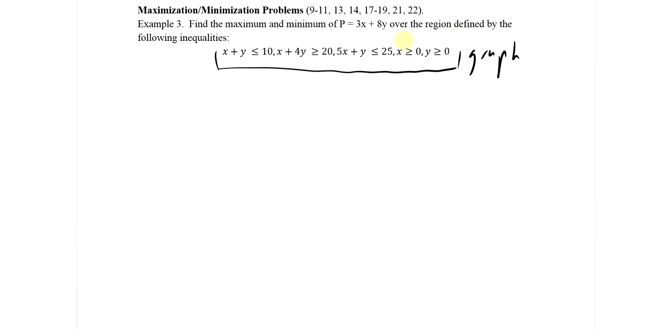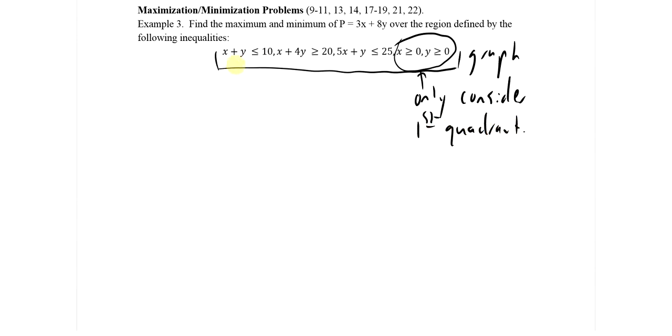Remember that these two mean only consider the first quadrant. We're only interested in x and y greater than 0. So we really have 1, 2, 3 equations, lines that we have to graph and figure out which side they are. So we'll call this one 1, this one 2, and this last one 3.